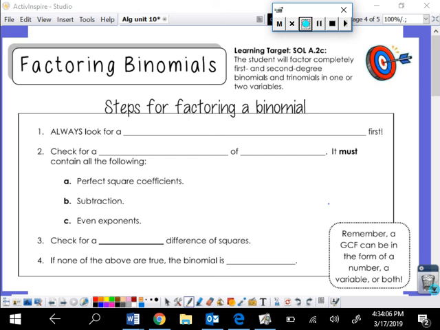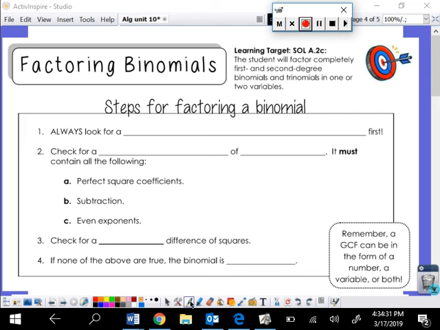Alright, today we're looking at factoring binomials. Just like all the other classes, we're going to talk about the steps for factoring a binomial, then we'll do some examples and you'll be on your own. Today, as long as you know your perfect squares, so like I said last class, your perfect squares are 1 times 1, 2 times 2, 3 times 3, 4 times 4, so on and so forth. So those perfect squares, anything times itself.